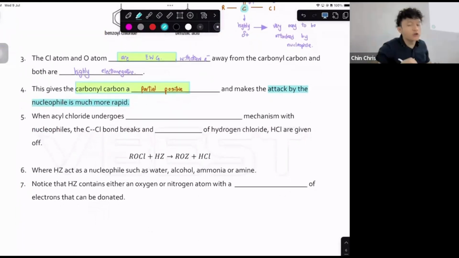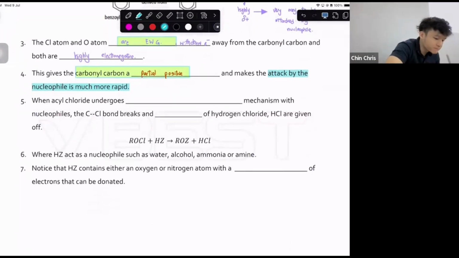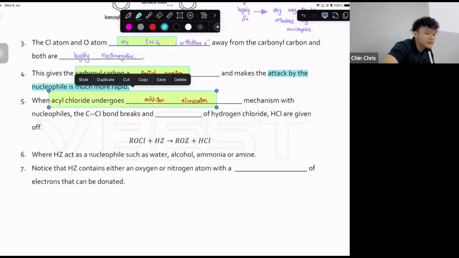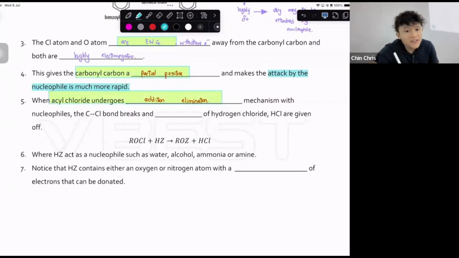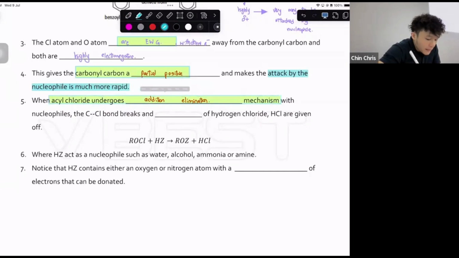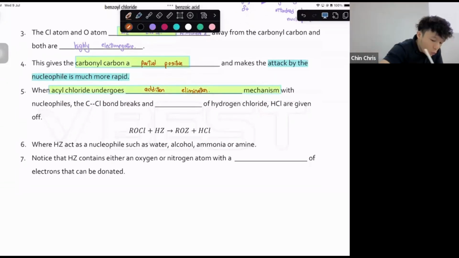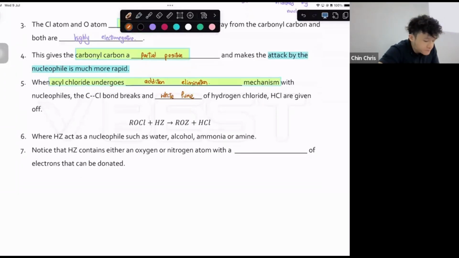Whenever we have acyl chloride, the reaction mechanism is always addition elimination. Remember, the reaction that acyl chloride undergoes is always the addition elimination mechanism. I haven't covered the mechanism yet. The C-Cl bond breaks, and white fumes of HCl are released.